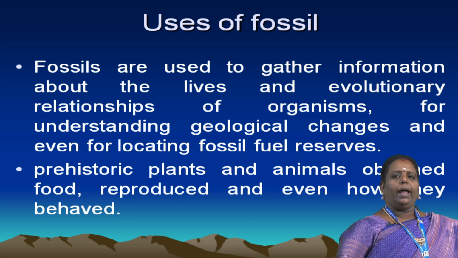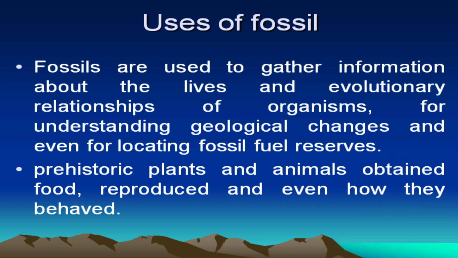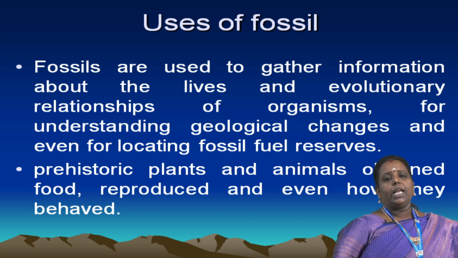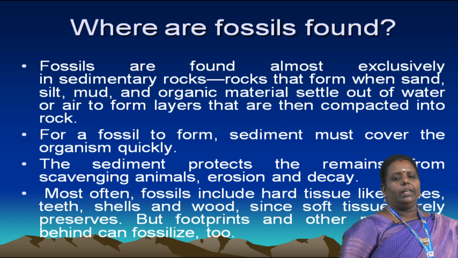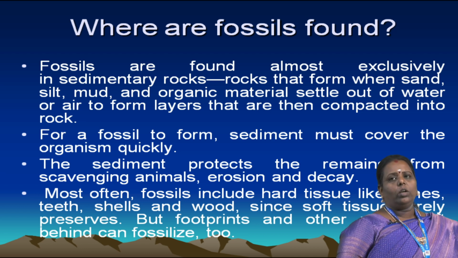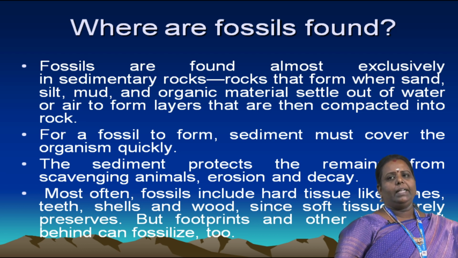Fossils also tell us about prehistoric plants and animals: how they obtained food and reproduced, even how they behaved and lived, what food material they ate, and which type of habitat they followed. We have to know all of this about fossils. Next, where is the fossil found, and where do we find and identify this type of fossil? Normally fossils are found exclusively in sedimentary rocks, rocks that form from sand, silt, mud and organic material that lightly settle down from water or air.